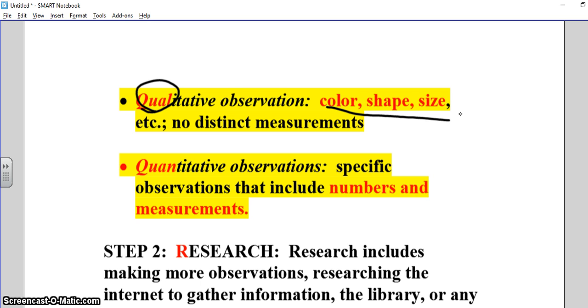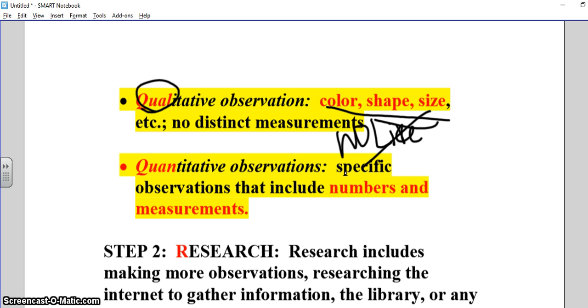Now, there's no distinct measurements. We're not saying it's 12 inches, it's 2.5 centimeters. And this is not where you say, well, it looks like, no. This is where you just keep it plain, simple science.